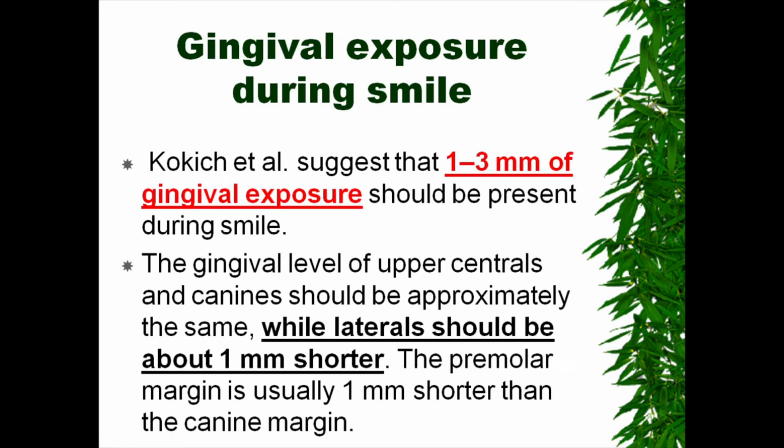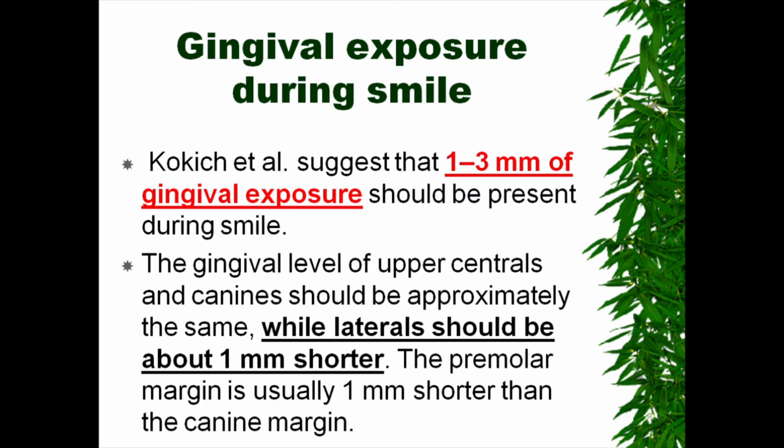Gingival exposure during smile. It was suggested that 1 to 3 mm of gingival exposure should be present during smiling. Gingival level of upper central and canine should be approximately the same, while the lateral should be 1 mm shorter as compared to the central incisors and canine. And the premolar margin is usually 1 mm shorter than that of the canine margin.